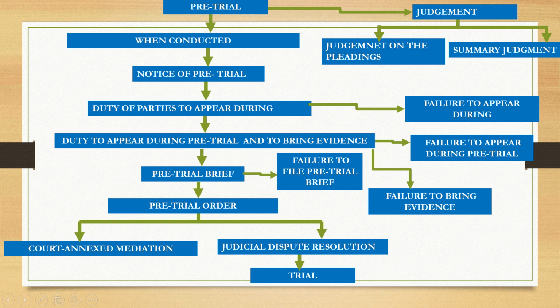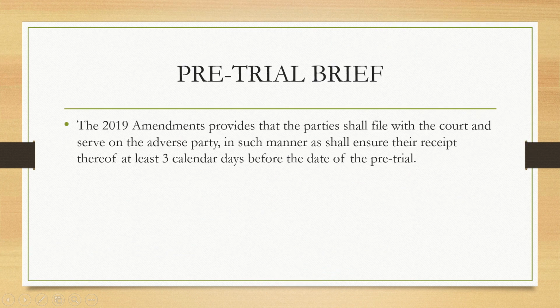As to the filing and service of pre-trial brief, the 1997 rules provide that it must be done 3 days before the date of the pre-trial. To remove any confusion, weekends should be included in the counting of the period. The 2019 amendments provide that the parties shall file with the court and serve on the adverse party, in such manner as shall ensure the receipt thereof, at least 3 calendar days before the pre-trial.